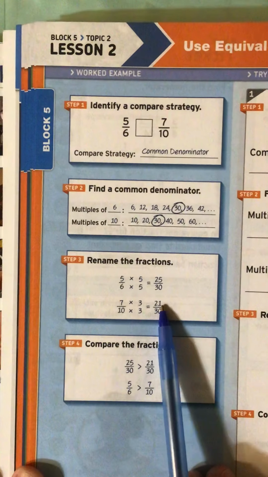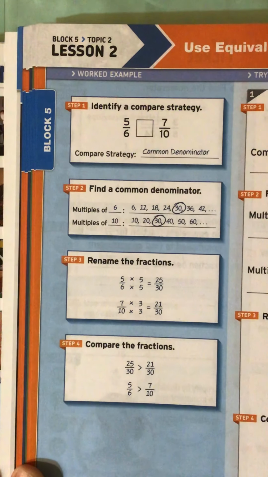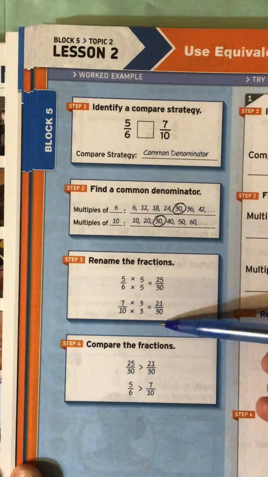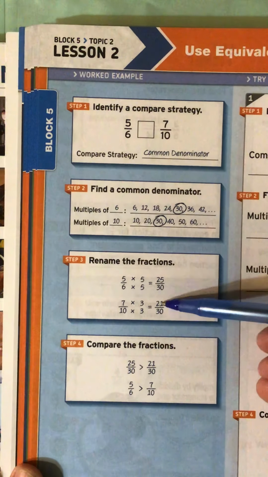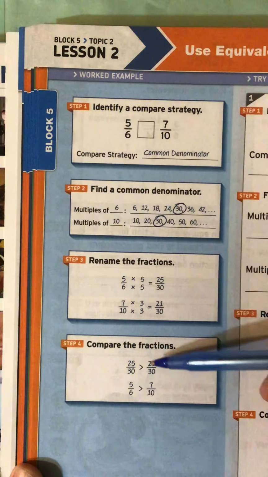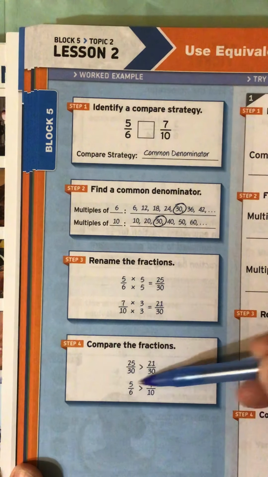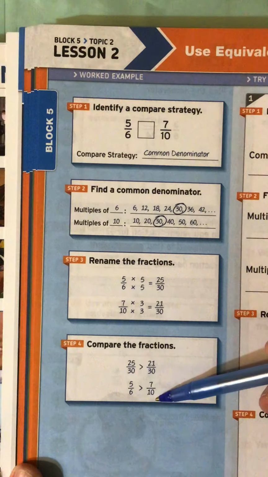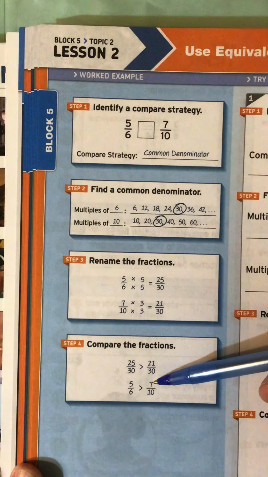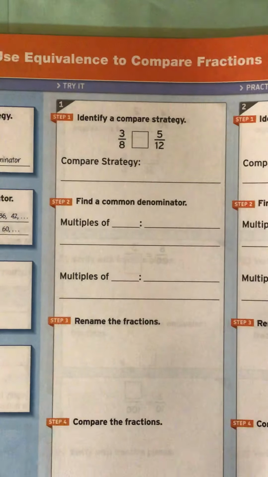So now we have an easier way to compare our fractions using that common denominator. Remember, when we have common denominators, the pieces are the same size, so we just have to compare the number of pieces. Since 25 is greater than 21, we know that the original fraction, 5/6, is going to be greater than the original fraction, 7/10. All right, let's work out a few on our own.